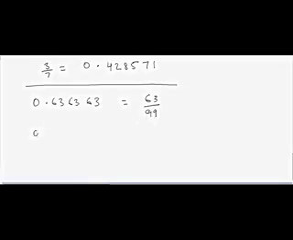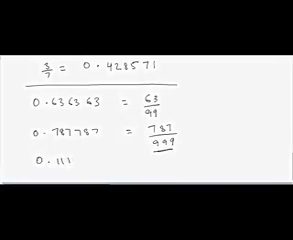Suppose we have the same thing, 0.787787. All I need to do is write 787 divided by 3 nines in the denominator, and that will give me the fraction. That's another quick way to get the fractions. Same way, suppose we have 0.111111, the answer is very easy: 1 divided by 9.